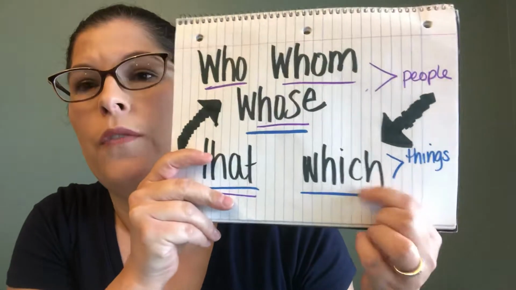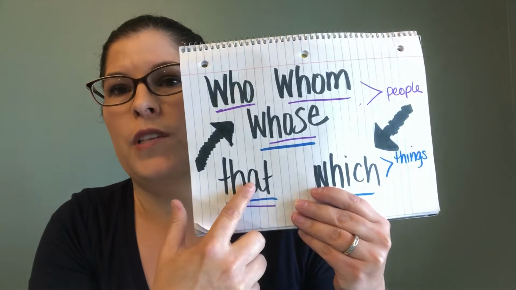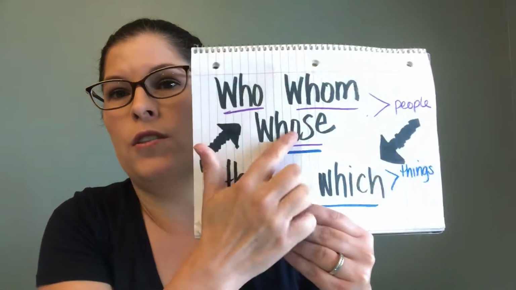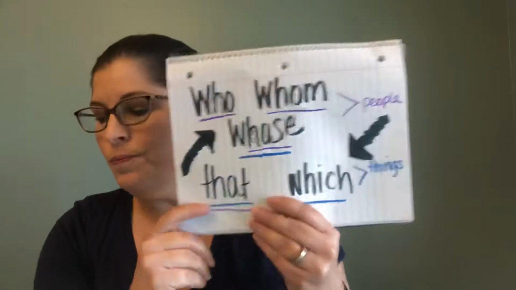Which is only for things. It is not for people. So you can describe people using these, but this is only which. And you can describe things using these, but this is only things. So let's look at the first sentence. The boys who live next door to me have a playful brown dog.